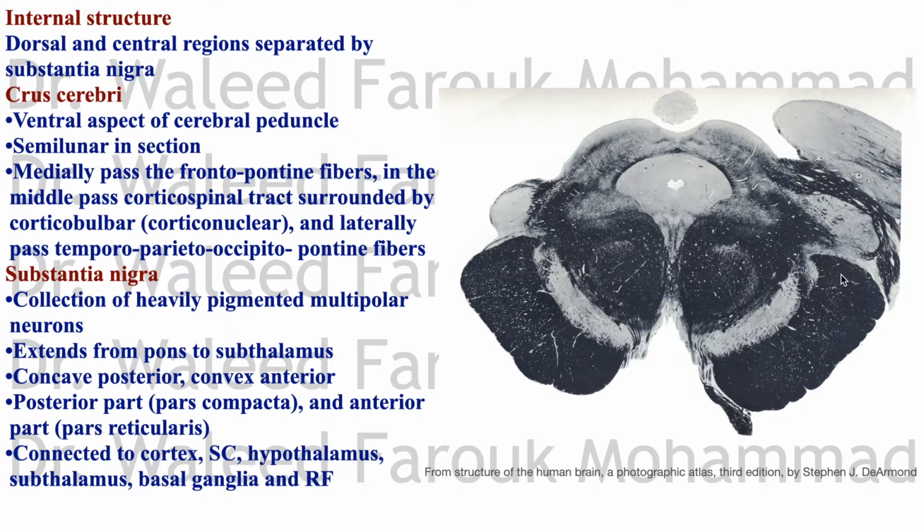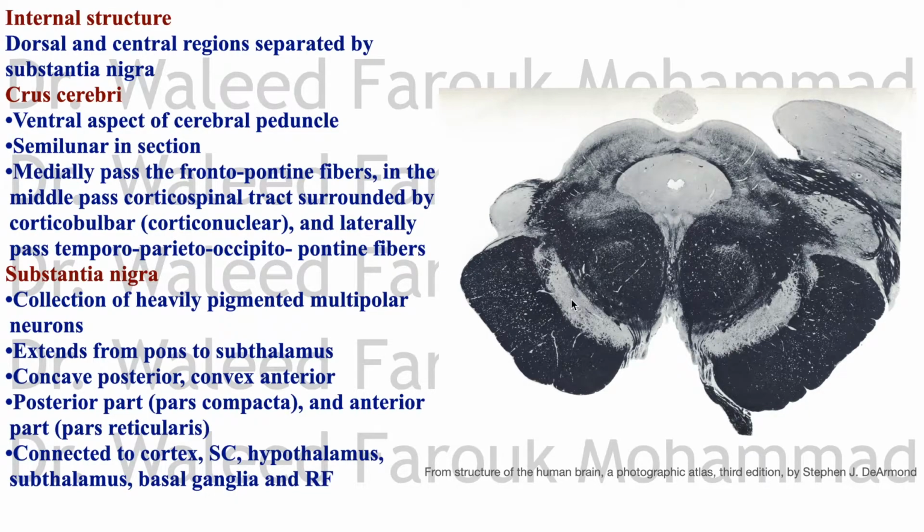So again, the ventral aspect of the cerebral peduncle is the crus cerebri. The medial part is frontopontine fibers. The lateral part is temporoparieto-occipitopontine fibers. In the middle, we have corticospinal and corticobulbar fibers, or corticonuclear fibers. Corticonuclear or corticobulbar is the same as corticospinal, but it goes to the cranial nerve nuclei. The same function, but to cranial nerves, not to spinal nerves.